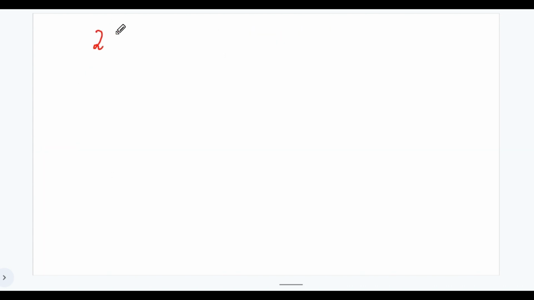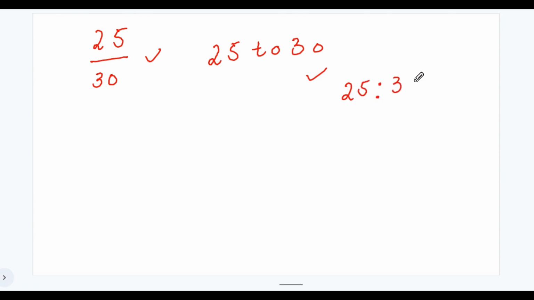For example, I have a fraction 25 to 30. This is a fraction, as you already know about fractions. What are the other ways to write this fraction? Can I write it like this, 25 to 30? Yes, I can write like this. Can I write it like this, 25 ratio 30? Yes, this is the same thing like this and same like this. So all of these are called ratios.